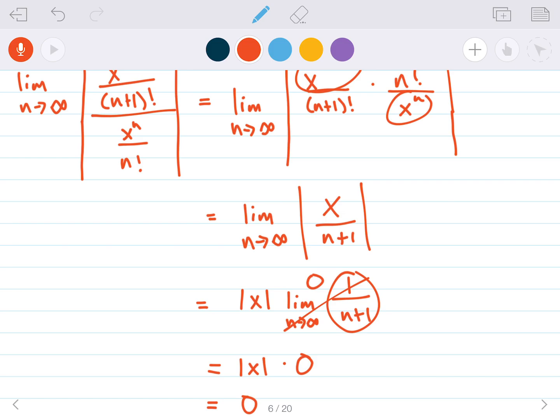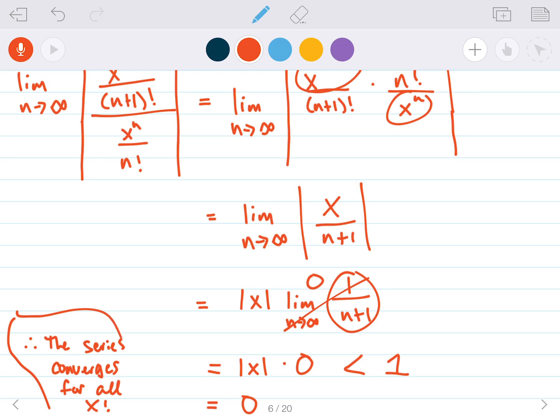And remember what the ratio test said. It said, if this limit that we get is less than 1, then it converges, right? So for all x, this thing is going to converge, right? Because it's always going to be 0. 0 is less than 1. So therefore, what we can conclude is that the series converges for all x. That's pretty cool.